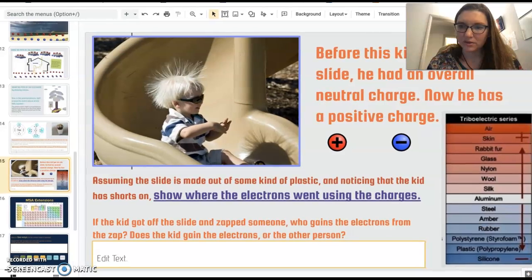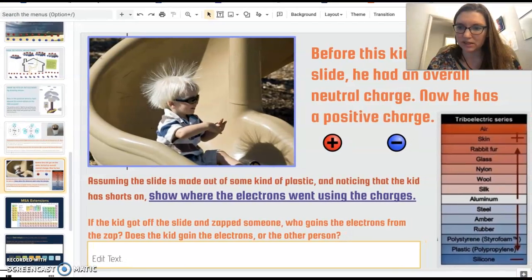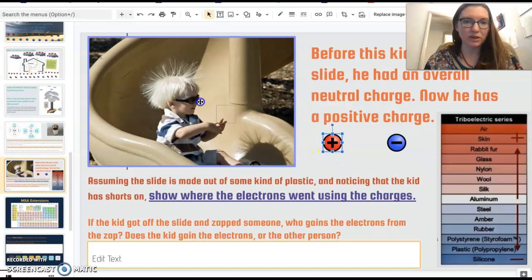Okay, so this diagram here is actually really important because it shows us what things are going to tend to lose electrons and which ones are going to tend to gain them. So assuming the slide is made out of some kind of plastic, it's likely to gain electrons. And noticing the kid is wearing shorts, that means there's likely going to be electrons coming off of his skin. So we can always start off with our grid of positive charges.